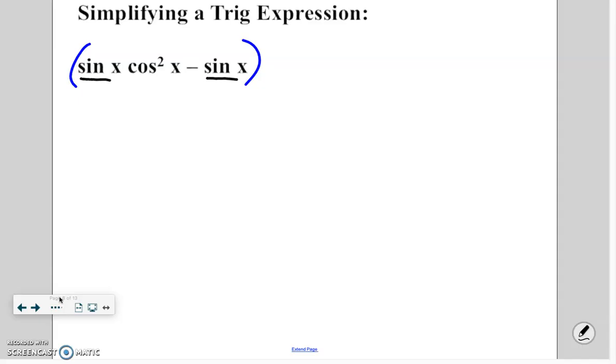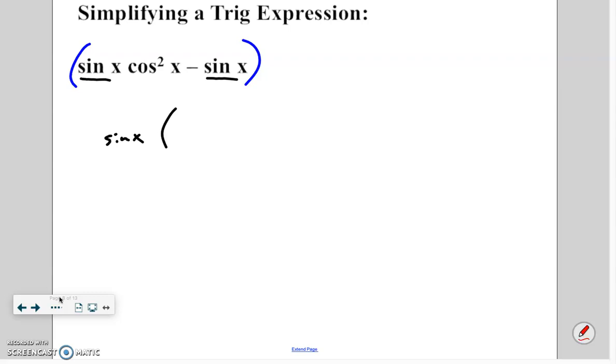Can I factor out a sine x? No, wait, there's a cosine. Then we're multiplying. So guys, what this is really like is this would be like 3x squared minus 3. That's what this is like. But instead of 3, we have sine x. Okay? So yes, we can factor out a sine x. I really didn't think that was going to be the part that threw us off.